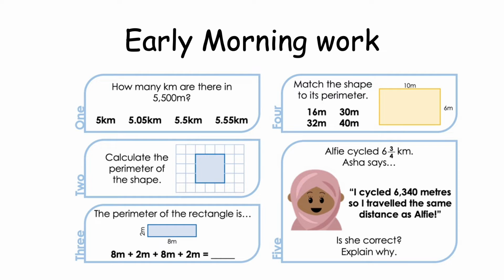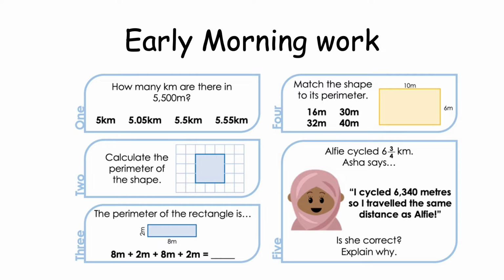Okay, so our early morning work, again, it's all about measurements and perimeter. So let's start at number 1. How many kilometers are there in 5,500 meters? So think about, partition that number. You've got 5,000 and you've got 500. So which one is it? Is it 5 kilometers? Is it 5.05 kilometers? Or is it 5.5 kilometers? Or 5.55? Look at what we've just done earlier.